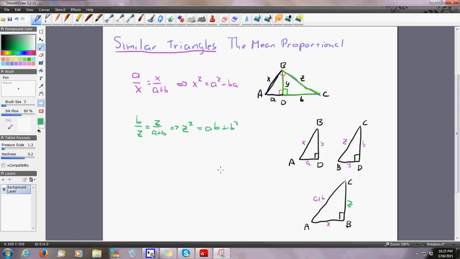Now, if I look at not the big triangle, but I look at the two smaller triangles, this black triangle, ABD, and this green triangle, BDC, I'm going to take a look at the y, and I'm going to say a over y, which is my base over my altitude, is equal to my base, which is y, over my altitude, which is b, y over b. So I get y squared equals ab.